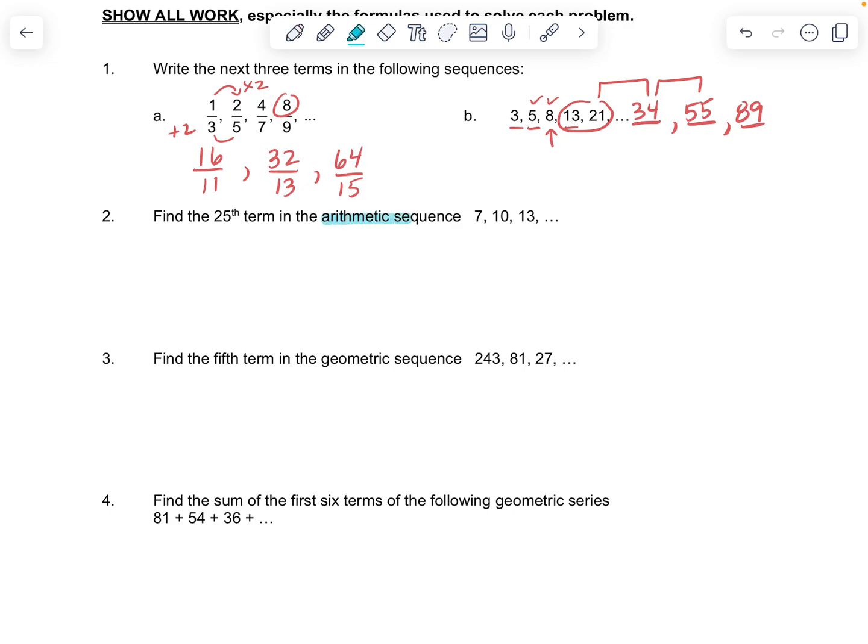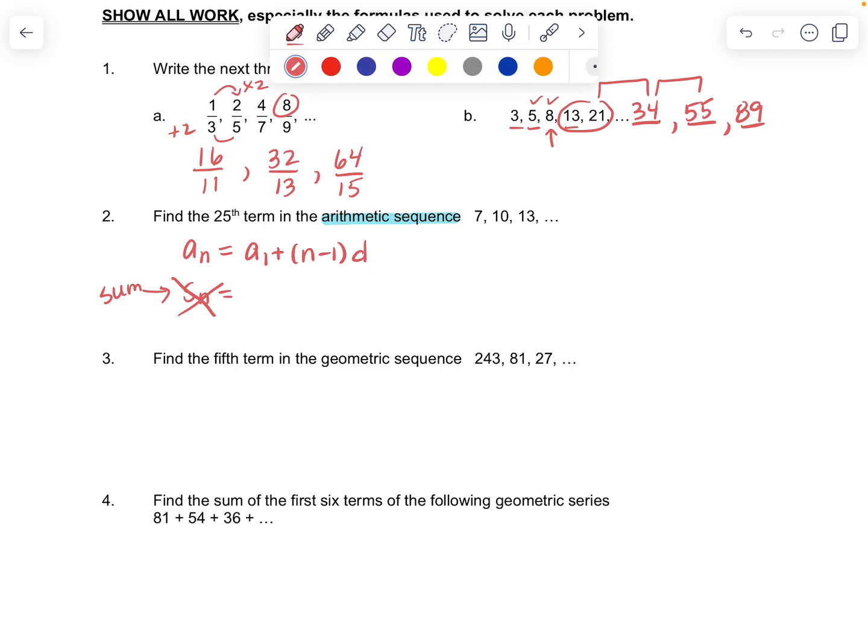First, I see arithmetic. So I know two formulas for arithmetic. I know the A sub n formula, and then I know the S sub n formula. Now look, this one you're only going to use if it says find the sum. It's not asking me to find the sum, so I'm not going to use this one. So I'm going to use the other one, which is the nth term formula, or the general formula, which is A sub 1 plus n minus 1 times d. Okay, now plugging everything in, let's see what we've got here.